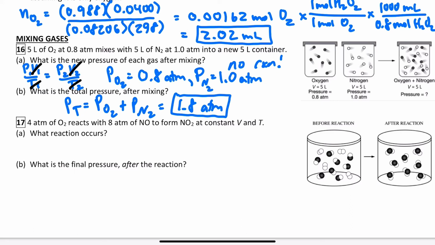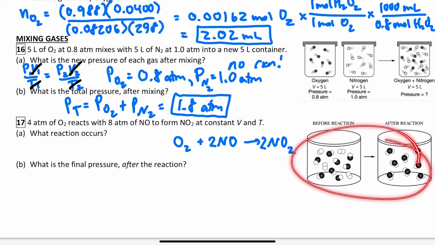So this gives us a chemical reaction. It combines pressures of different species, and it first wants the reaction, which is between O2 and NO to make NO2. Don't forget to balance. You'll need 2 nitric oxides, and you'll make 2 nitrogen dioxides. So that's all we're looking for in part A, the net reaction. And here it is represented in a particle diagram.